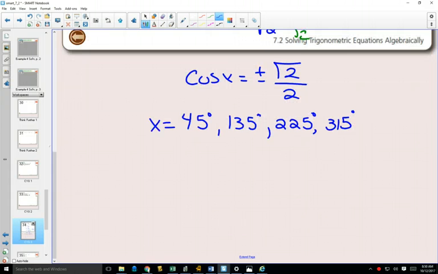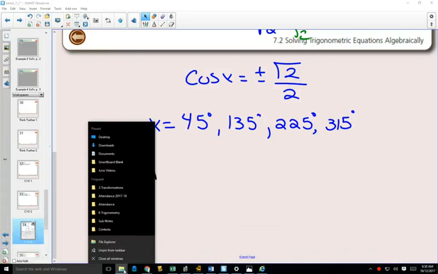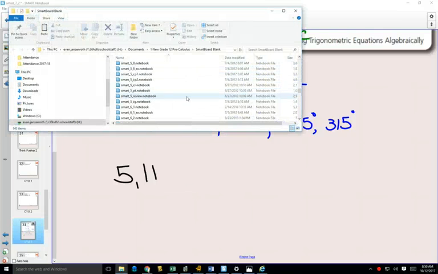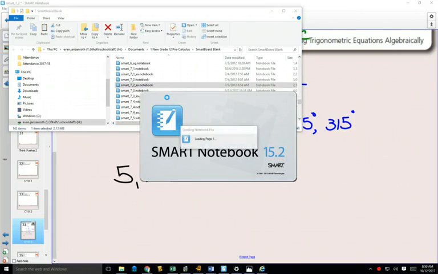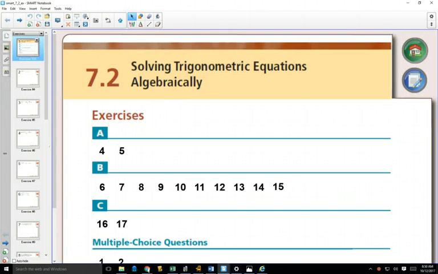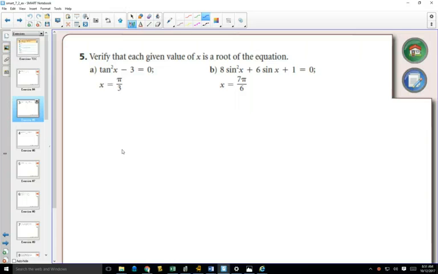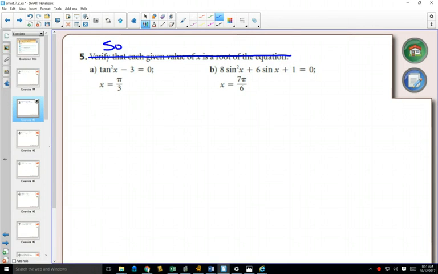So for the questions on this one, and I do want you to turn, it's going to be 5 and 11. I do want you to turn to number 5 right now because I want to change the wording on it just a bit. So let's go to number 5. Okay, things that I want you to do. I want you to put a line through that, and instead write solve for x, 0 less than x less than 2 pi.